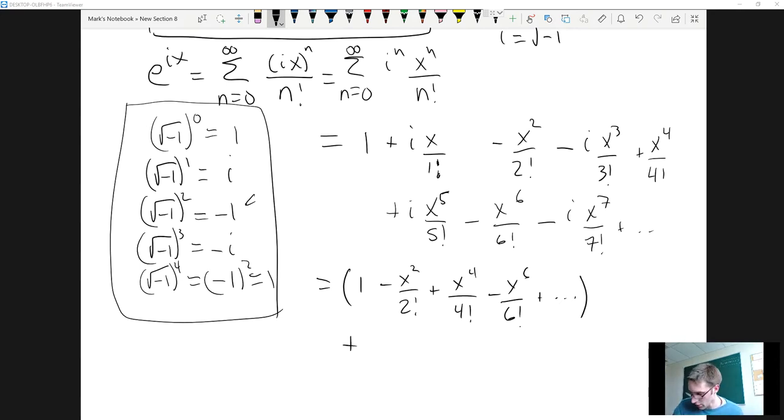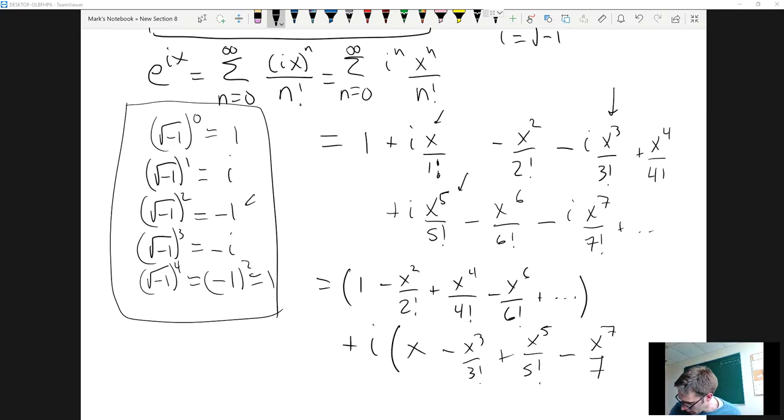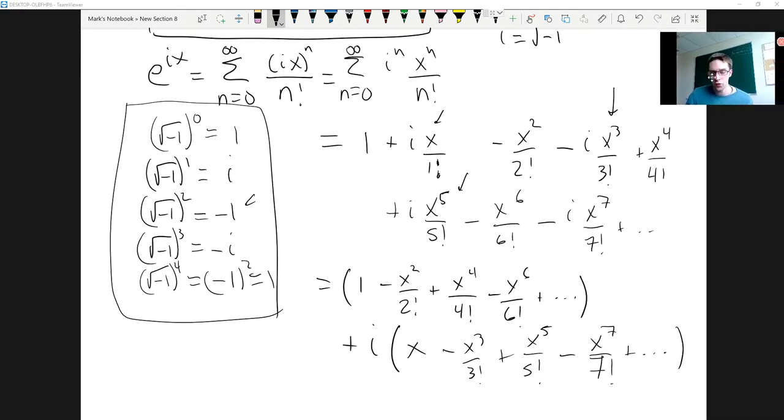Plus, now we'll look at the i terms. Since they all have an i, we can factor that out. What we'll be left with is one, we'll have an x. The next one is negative x cubed over 3 factorial. The next one after that is x to the fifth over 5 factorial. Then minus x to the seventh over 7 factorial, and so on. You may recognize those two terms in parentheses. The first one is just the Taylor series for cosine of x, and the second one is just the Taylor series for sine of x. And so this must be equal to cosine of x plus i sine of x.